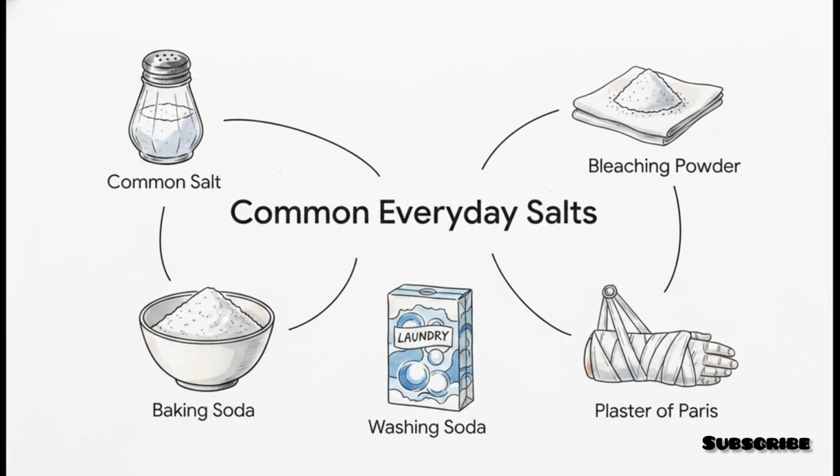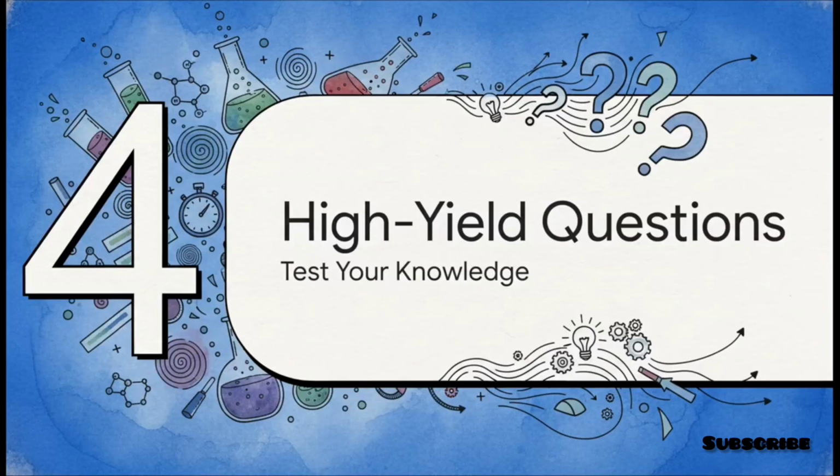Well, these aren't just random chemical byproducts, they are super useful everyday compounds. We're talking about the common salt you sprinkle on your fries, the baking soda used to bake a cake, washing soda for laundry, plus bleaching powder and even plaster of Paris, which is used for medical casts and building construction. They are everywhere. All right, let's get into the real meat of this explainer in Section 4, high-yield exam questions.